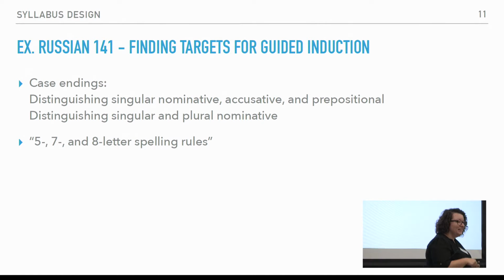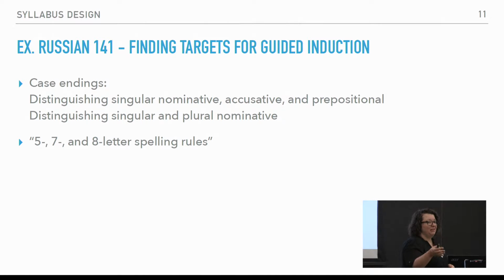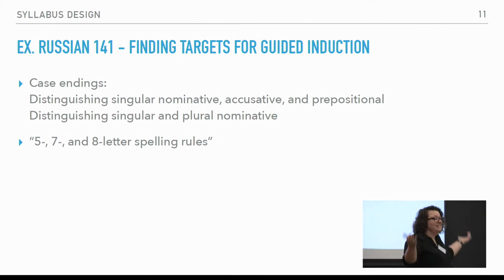And I'm pretty sure this textbook invented these 5-, 7-, and 8-letter spelling rules, which is just after these 5 letters, you don't write unstressed O. After these 7 letters, you don't write this letter, you write this one. So those are nonsense, right?